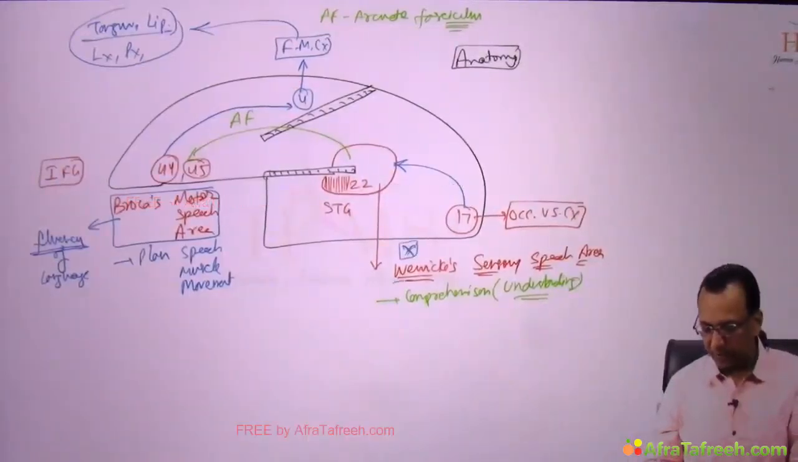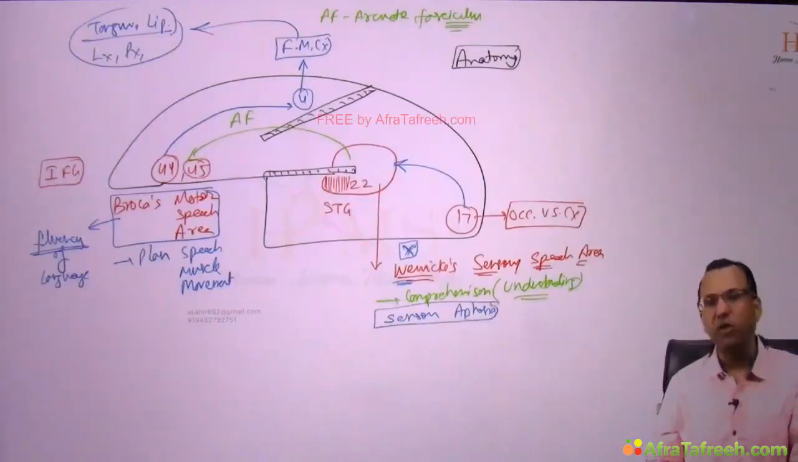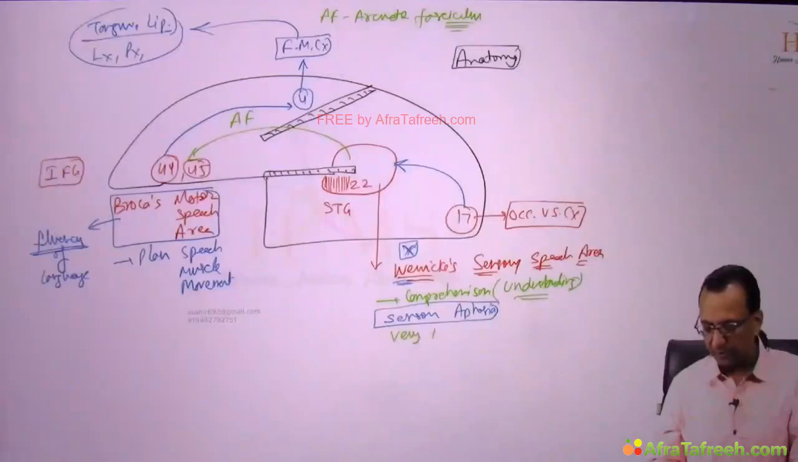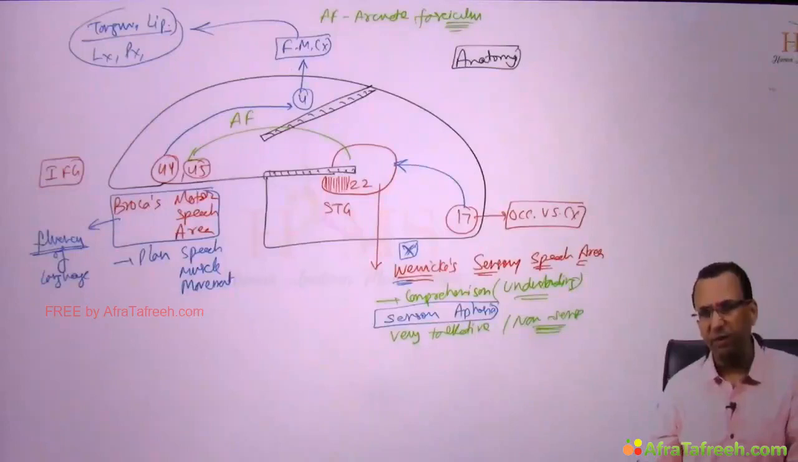If you have a lesion in the Wernicke's area, then there will be a sensory aphasia. And how will you identify a patient of sensory aphasia? These patients are very talkative and they talk nonsense. But why are they talking nonsense? Because they have loss of insight. They don't know that there is a problem with them. They think the problem is with you, not them.